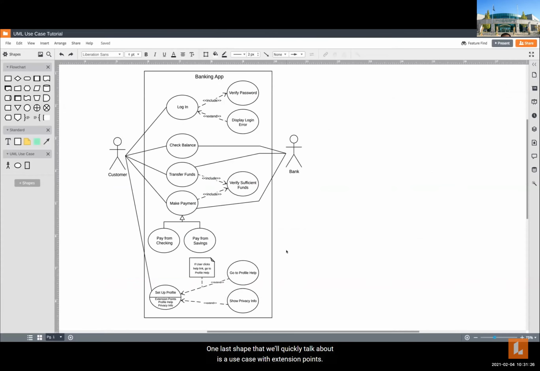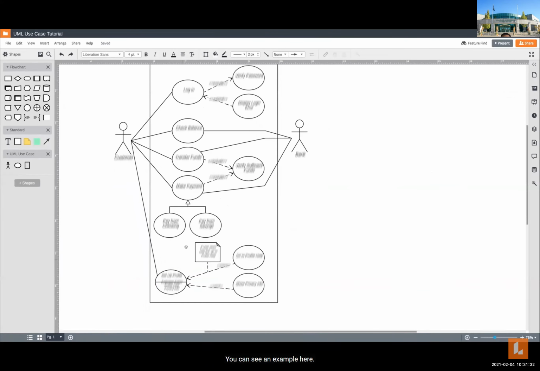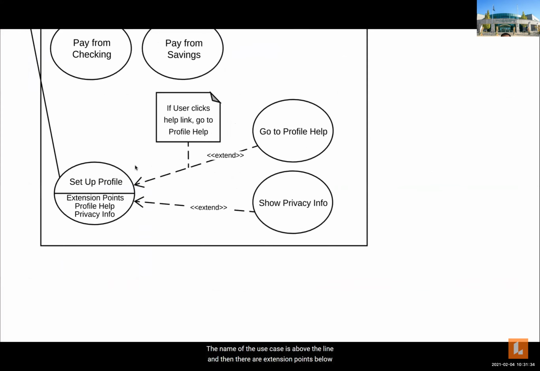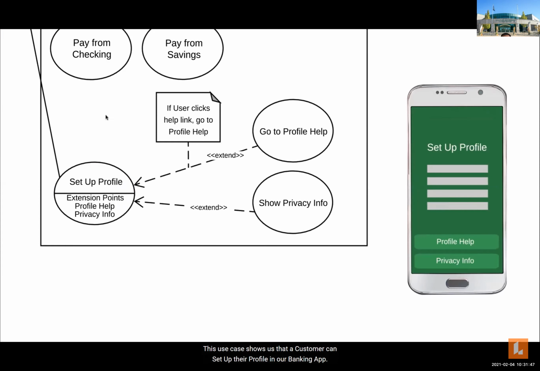One last shape that we'll quickly talk about is a use case with extension points. You can see an example here. The name of the use case is above the line, and then there are extension points below the line. Extension points are just a detailed version of extend relationships. This use case shows that a customer can set up their profile in our banking app.